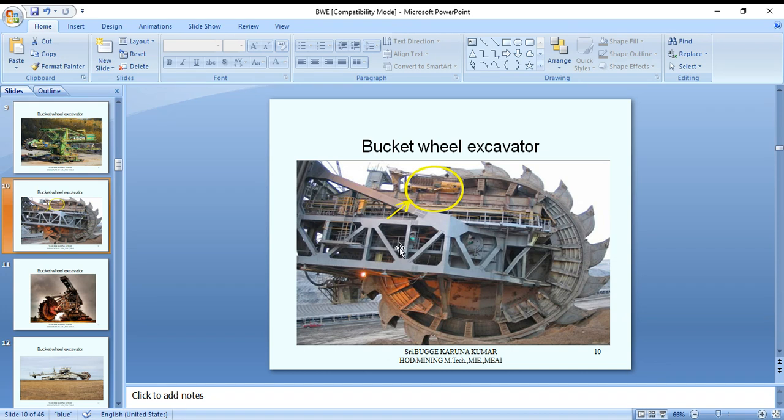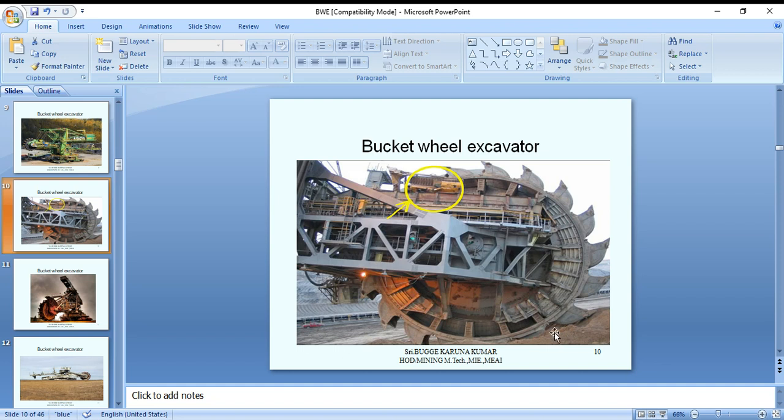See, this is a complete full view of the bucket wheel. The name itself is bucket wheel excavator because the wheel is the key and functioning element. These are the buckets. This wheel rotates against the bench to cut. It is rotating anti-clockwise. You see that it is an anti-clockwise rotation.